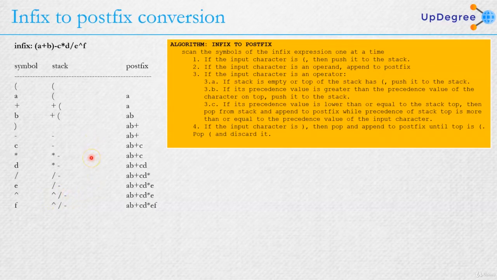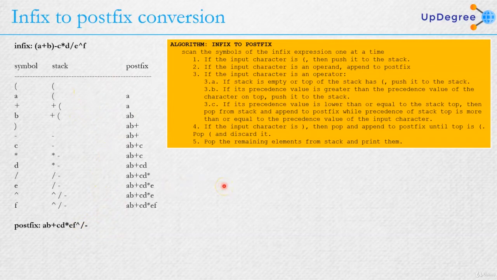Then we get F, which is an operand, and we are going to append it to the postfix expression. Finally, we have come to the end of the expression, but the stack is still not empty. It has 3 operators, so we have to pop the remaining elements from the stack and print them. Printing them means appending them to the postfix expression. So basically our postfix expression then looks like AB plus CD star EF, and then followed by the remaining operators on the stack, which is exponent, division and minus. So this is the equivalent postfix expression for the given infix expression.